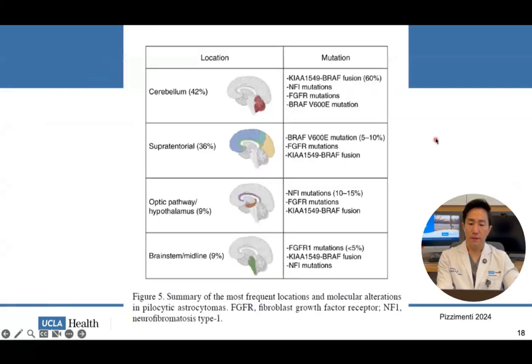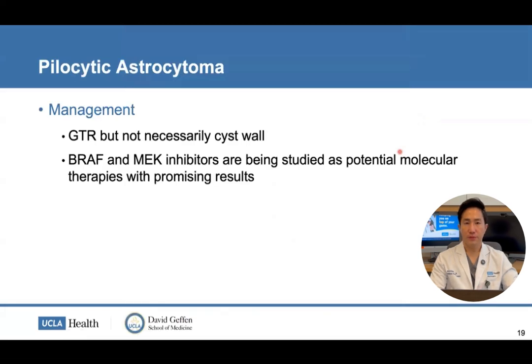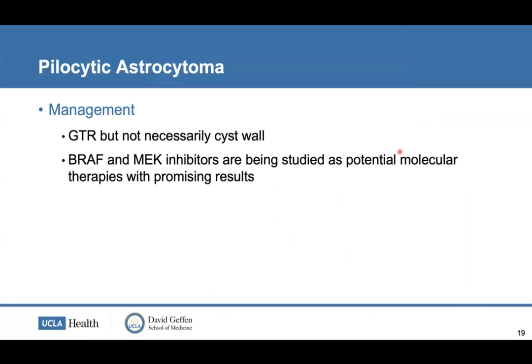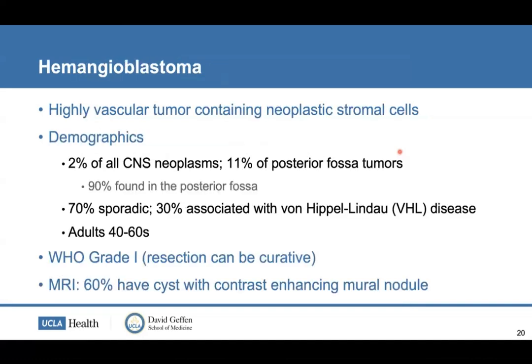WHO grade 1. These posterior fossa pilocytic astrocytomas located within the cerebellum are very commonly found to have this KIAA1549 BRAF fusion. Other common genetic mutations include the NF1, FGFR, and the BRAF V600E mutations. As far as management goes, because they are WHO grade 1, gross total resection can be curative, but in cases where surgical resection cannot be safely achieved, BRAF inhibitors and MEK inhibitors have been tried with pretty promising results.